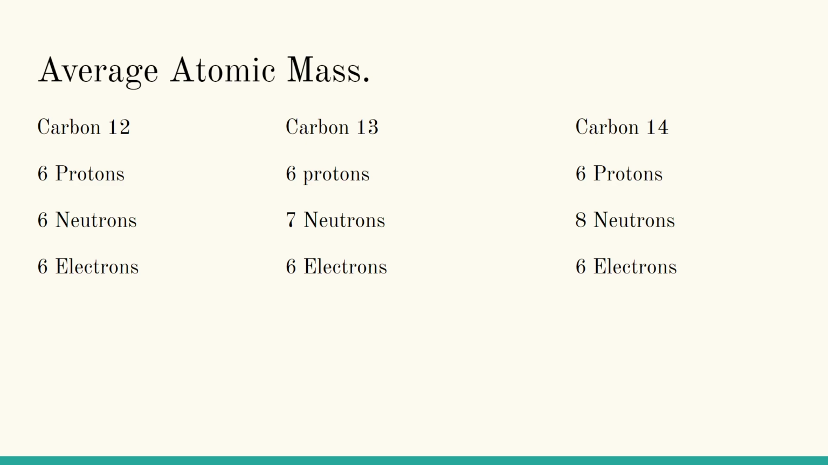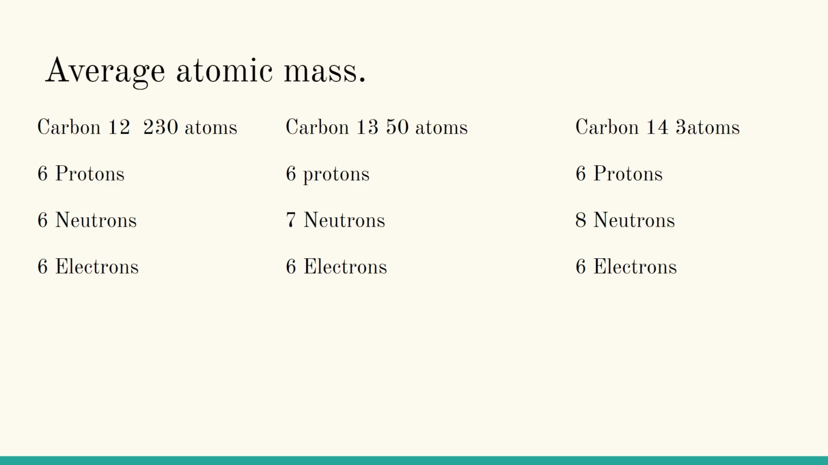So all of them are still carbon atoms, and they will still react as if they are carbon atoms. The only difference is going to be in their weight. And their weight is going to be modified simply because each isotope of carbon has a different number of neutrons. So carbon-12 has 6 neutrons, carbon-13 has 7 neutrons, and carbon-14 has 8 neutrons.